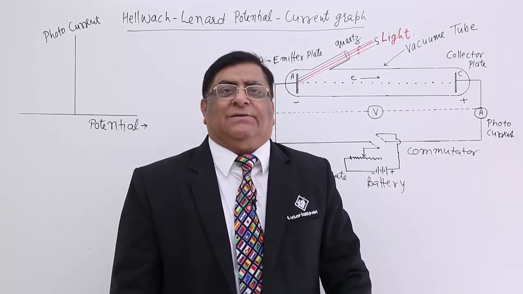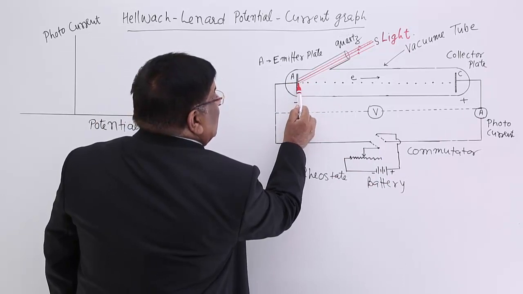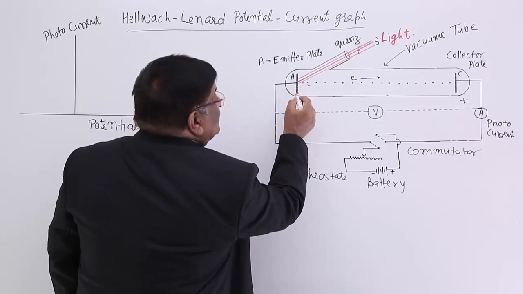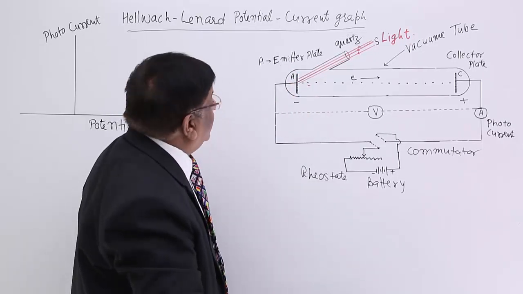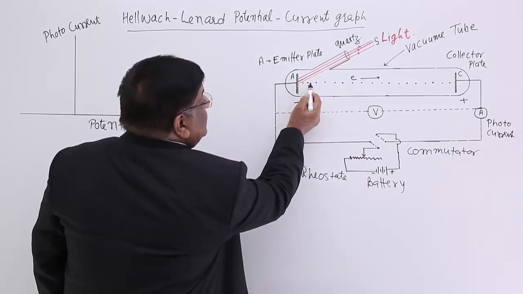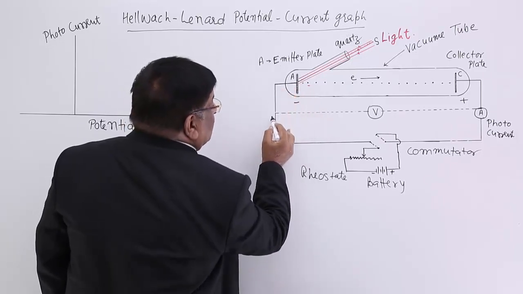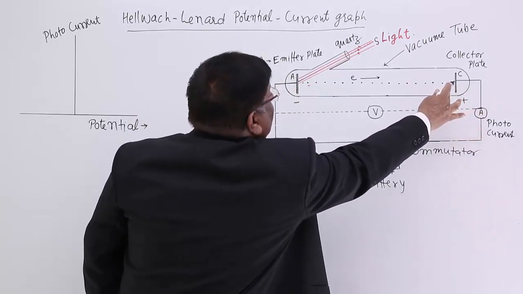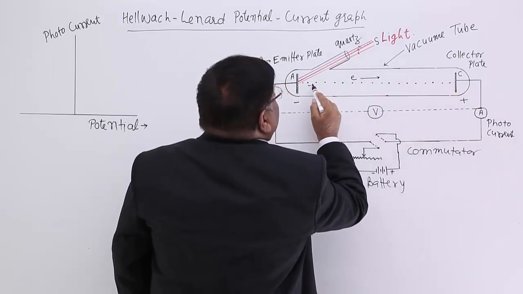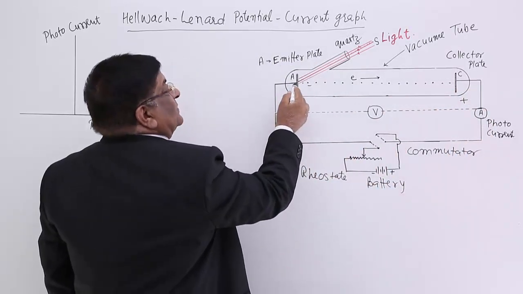We find yes, current is flowing, because the moment an electron goes out, this has got a negative charge and this plate has become positively charged. When this becomes positively charged, the electron has gone out. This has become positive, and this whole thing has become positive. So the electron, being minus, is attracted by this positive and it moves, and comes to this positive source.